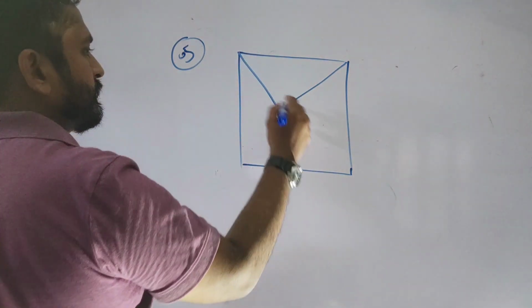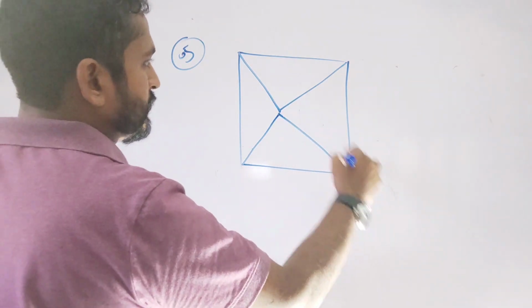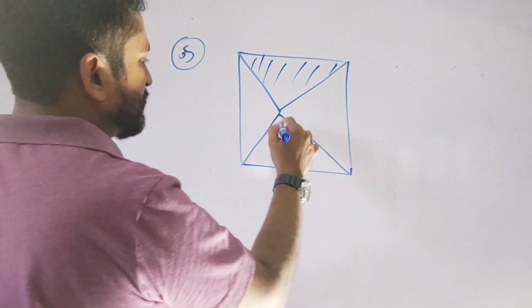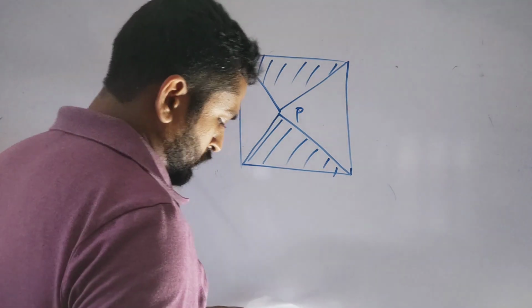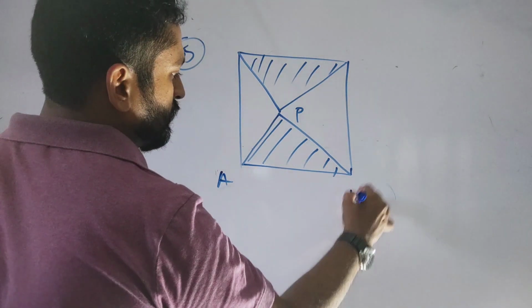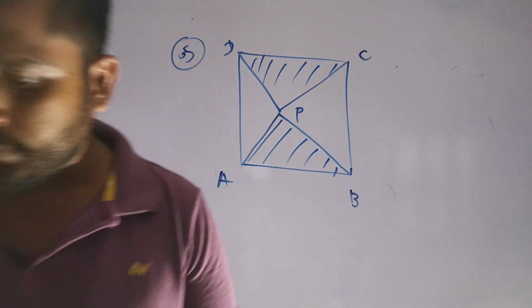They have drawn 2 triangles here and shaded 2. P is any point. You can choose from any point, by the way. Right. So, ABCD is the square. A, B, C, D. Clear?